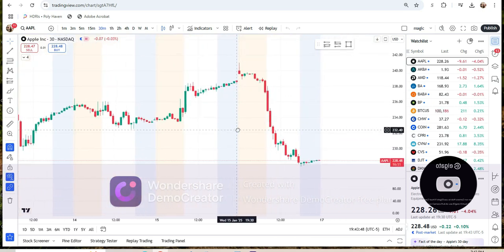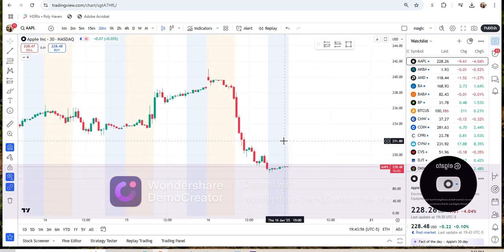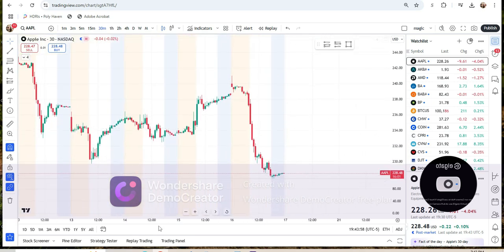All right, so boom. This is what the chart is gonna look like, butt naked. It's gonna be bare bones, nothing going on, just the price action. You may have a volume profile at the bottom, I'm not sure, I haven't seen that in a while. You're gonna have your time frames up here: 1 minute, 3 minute, 5 minute, 15 minutes, 30 minutes, and so on and so forth.